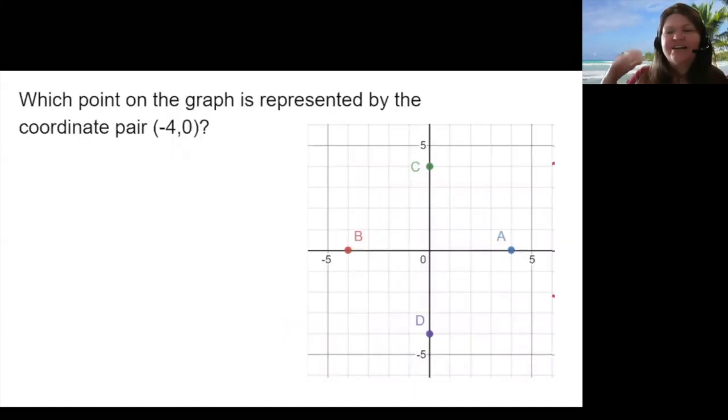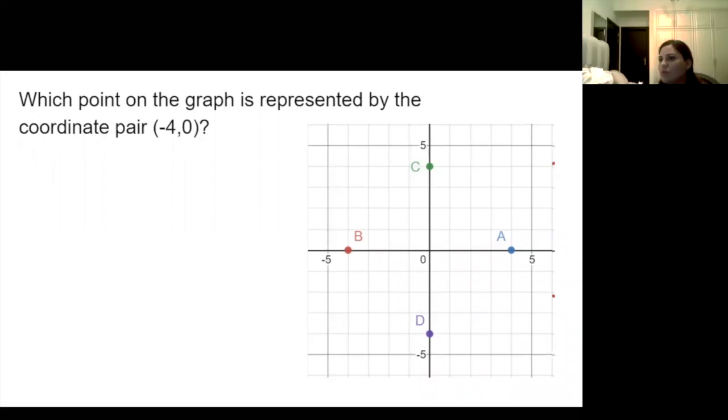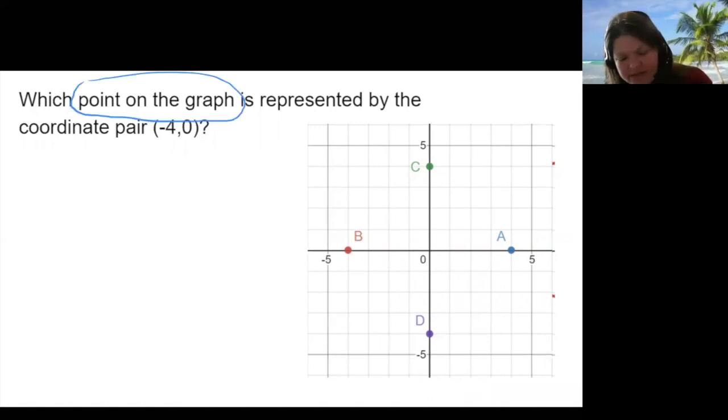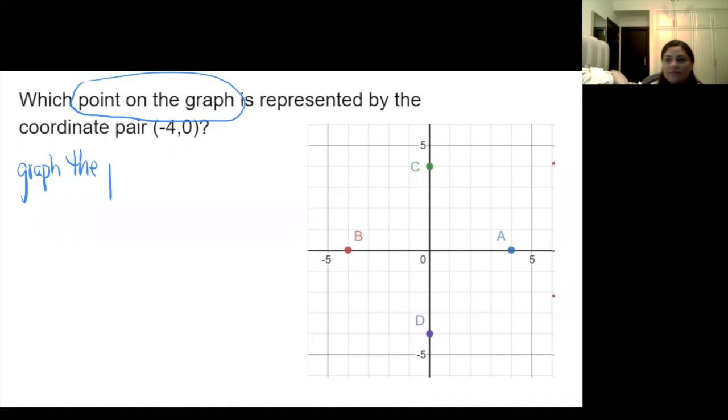Let's get started. Which point on the graph is represented by the coordinate pair -4, 0? So what are they asking me to do or to find? They want us to find the point on the graph. Which one? Absolutely, we're graphing points. I guess it's B. Beautiful.